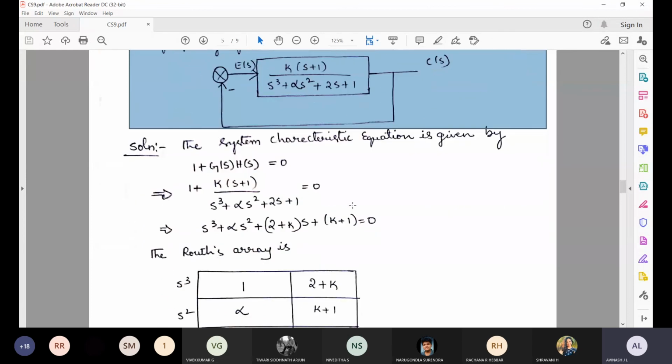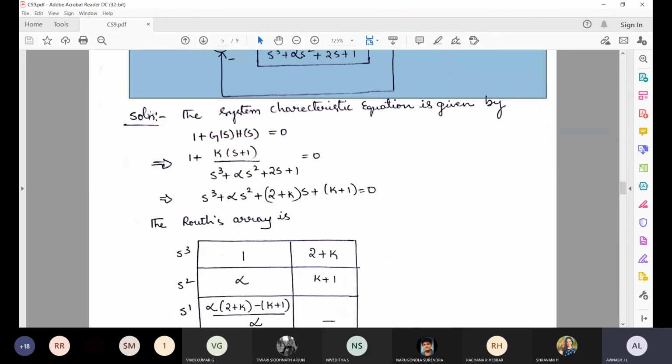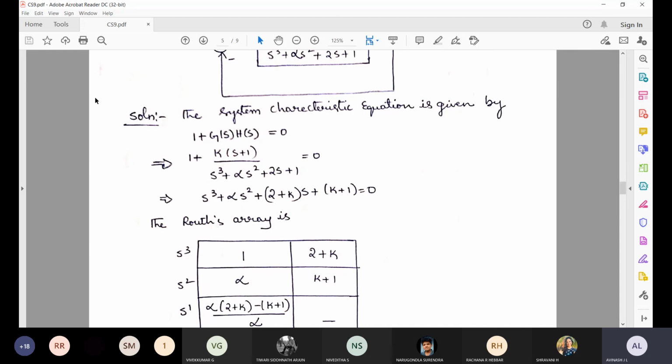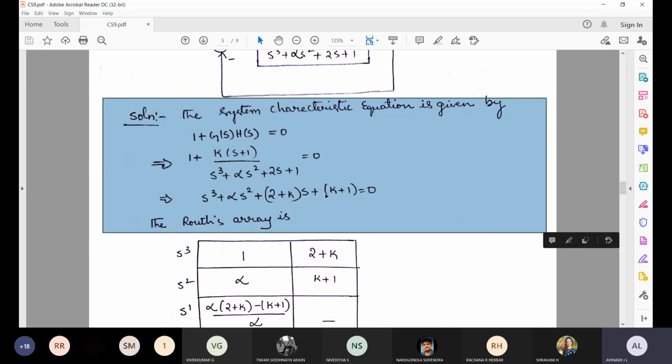So what is the first step? We need to find out the characteristic equation first. When you try to find the characteristic equation, you know the general form is 1 plus g of s into h of s equal to 0. So replace the value of g of s into h of s. You will get this particular answer: s cube plus alpha s square plus (2k plus 2 plus k) into s plus k plus 1 equal to 0. So this is the thing. Please write this one, all of you.